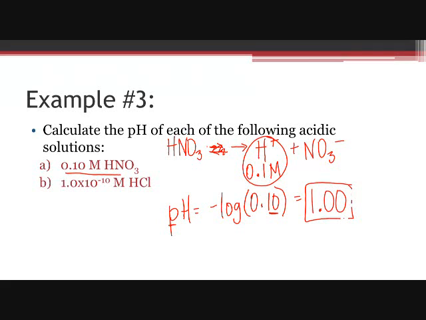pOH doesn't either. So this is technically just the math for A, but if you were to do the B example yourself, too, same thing applies. Hydrochloric acid is a strong acid, so we know it will completely dissociate. So the 1.0 times 10 to the negative 10 molar would be the concentration of the H plus. So then you just use that number to find pH, which is 10 if you wanted to solve.